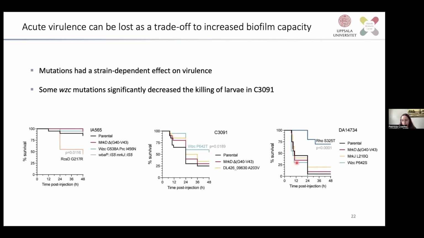However, here the WZC is extremely dangerous against the larvae. They are completely dead after just 24 hours of injection. So we don't see a correlation between the mutants and the mutations that they have and how they affect the survivability of Galleria mellonella.